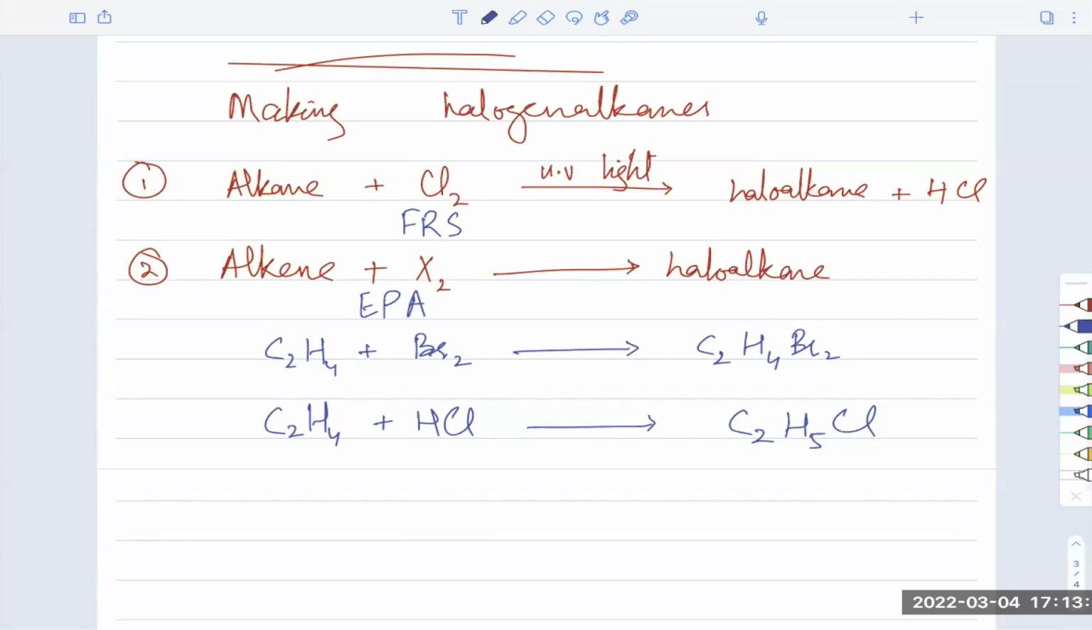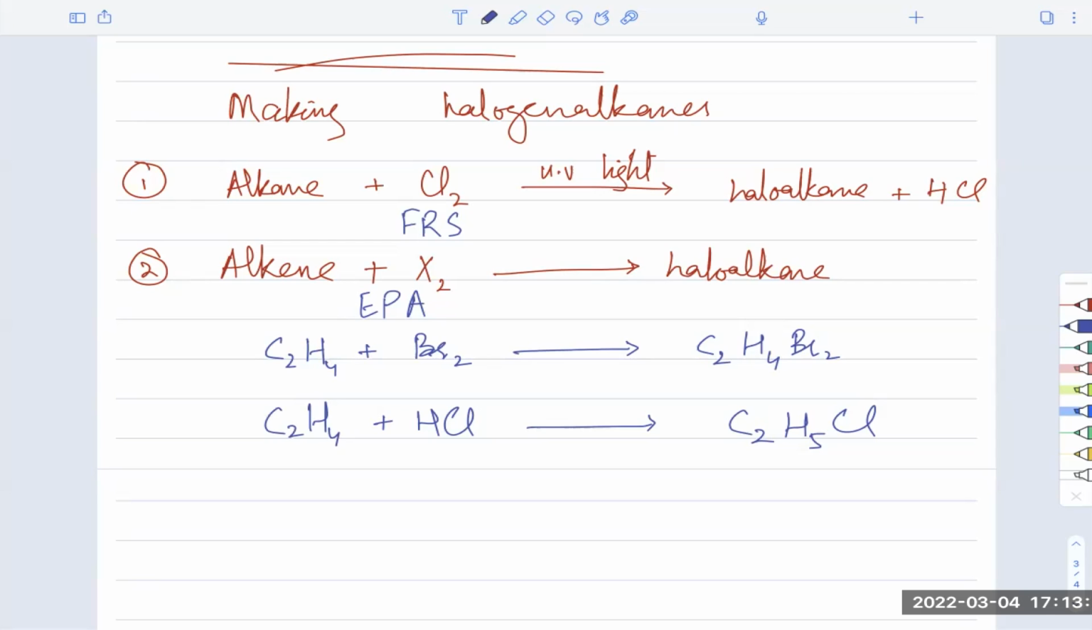So if you want it on one carbon, you add an acid, a hydrogen halide. And if you want it on two carbons, you add the halogen itself. And the mechanism is still electrophilic addition. We have seen this before. The molecule comes in, the electron cloud in the double bond attacks them, and then the electrophilic addition happens.